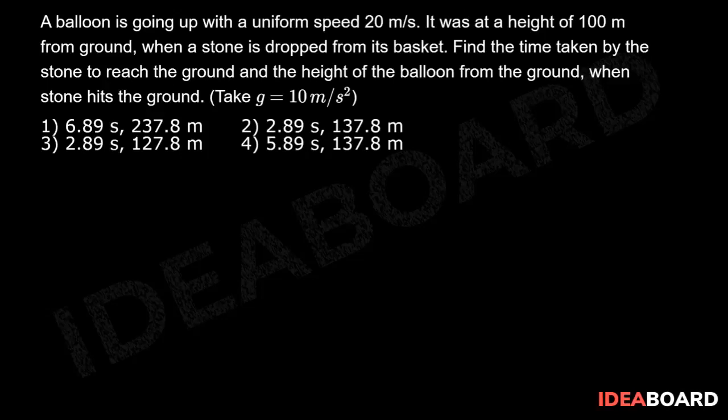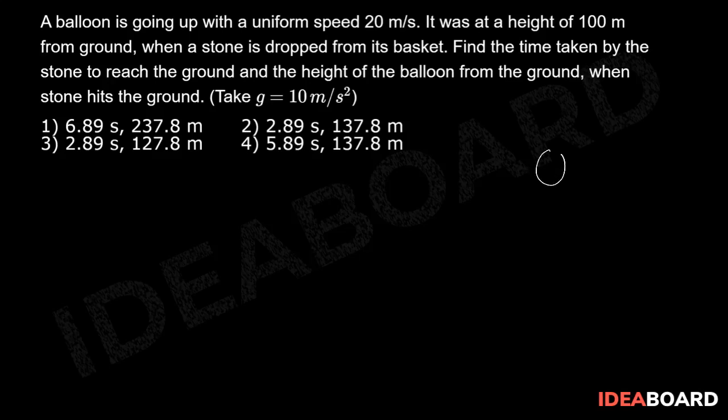A balloon is going up with a uniform speed of 20 meter per second. It was at a height of 100 meter from the ground when a stone is dropped from its basket. Find the time taken by the stone to reach the ground and the height of the balloon from the ground when the stone hits the ground. Take g equal to 10 meter per second square.